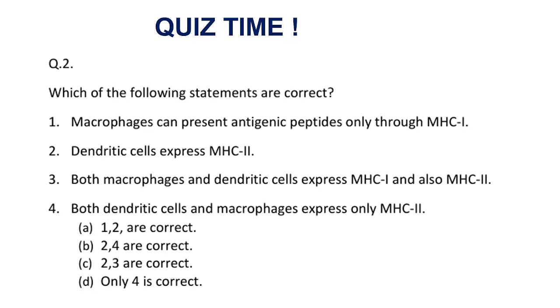Okay. The next one. Which of the following statements are correct? Macrophages present antigenic peptides only through MHC1. Dendritic cells express MHC2. Then you have both macrophages and dendritic cells express MHC1 and MHC2. Both dendritic cells and macrophages express only MHC2.